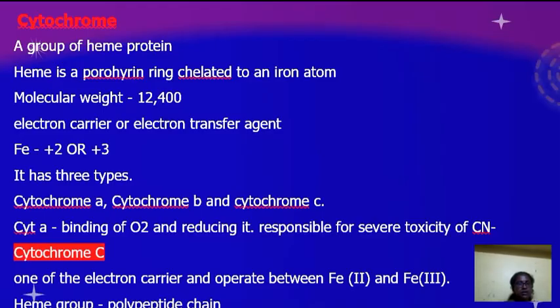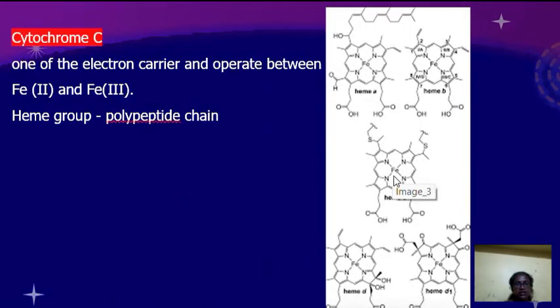We will briefly see about what is cytochrome C. Cytochrome C is one of the electron carriers and operates between Fe2+ and Fe3+. Here the heme group is attached to the polypeptide chain. This is the structure of the heme A, heme B and heme C. In case of cytochrome C, the heme group is attached with the polypeptide chain.